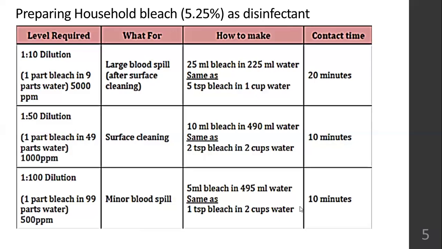Then if there is a minor blood spill, 1:100 is the dilution. 1 part of bleach in 99 parts of water. In milliliter terms, 5 ml of bleach in 495 ml of water. Okay, so that will give you this dilution. For minor blood spills, only 10 minutes is the contact time. And after that, the housekeeping staff can clean it off.